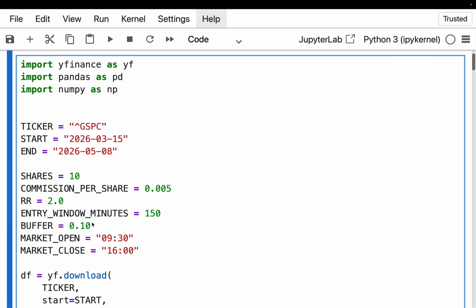The buffer is set to 10 cents. The strategy description says stops go slightly above or below the wick extreme. So we give it a little room rather than sitting right at the exact print. 10 cents is modest, but it's non-zero, which matters. And yes, market hours are 9:30 to 4, New York time.